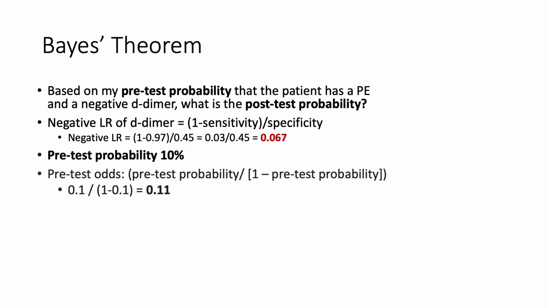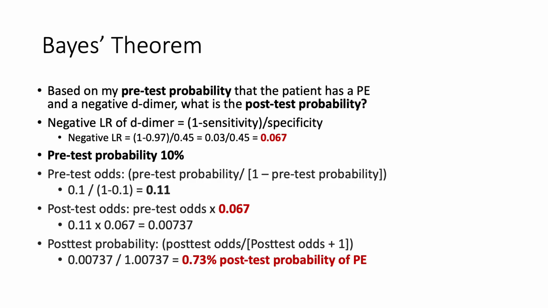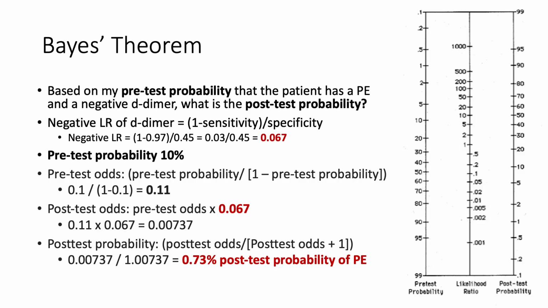The pretest probability, let's say, is 10%, low pretest probability. You can convert that to pretest odds, which is 0.11. Multiply that by the negative likelihood ratio of a negative D-dimer, and you get 0.007. And then you convert that to post-test probability, and that's going to be 0.73% post-test probability of a PE. So this is showing you that in someone with a low pretest probability and a negative D-dimer, they have a very low post-test probability of a PE, less than 1%. Now that's a lot of math. You can actually use nomograms for this, where you find the pretest probability and you draw a line through the likelihood ratio, and it'll give you the post-test probability.